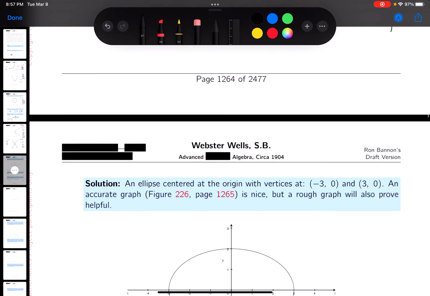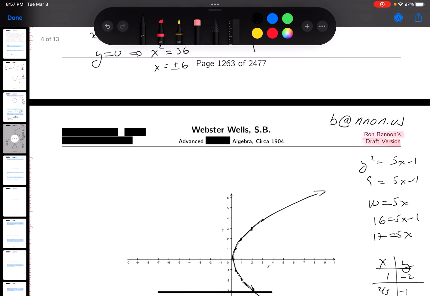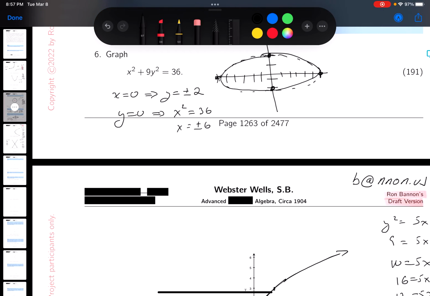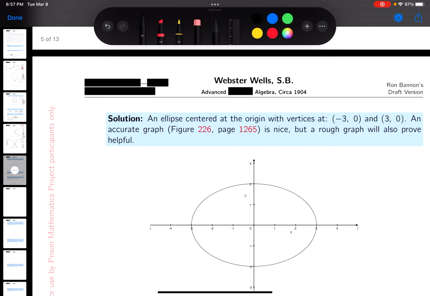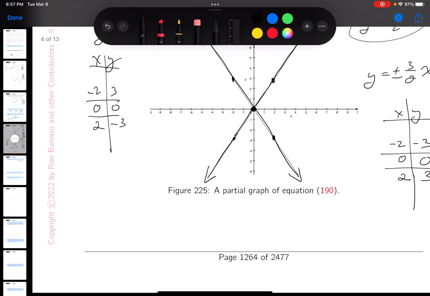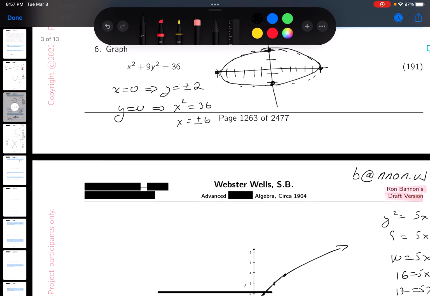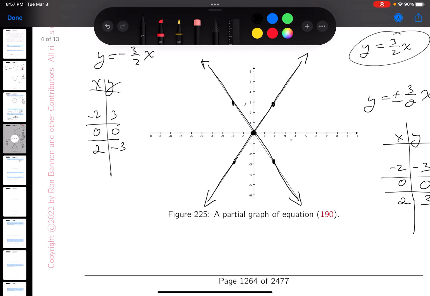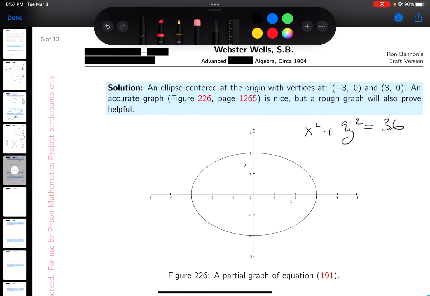And I'll tell you why. I have to correct it. It's x squared plus 9y squared equals 36. I have the wrong picture down. X squared plus 9y squared equals 36. Okay, it can't be the right picture.